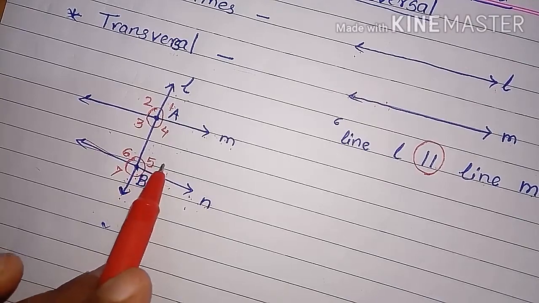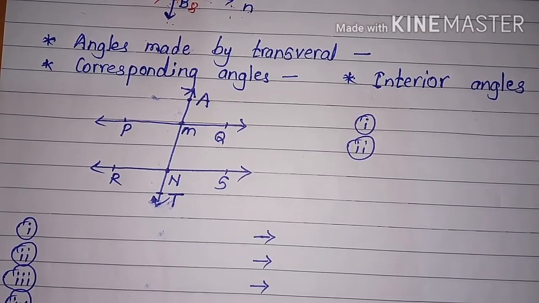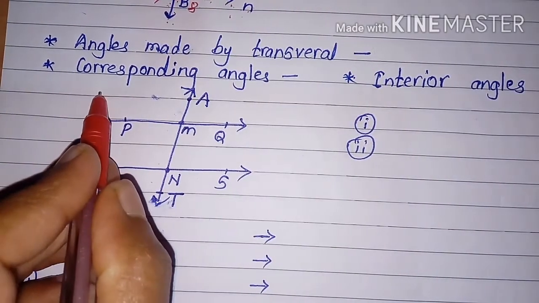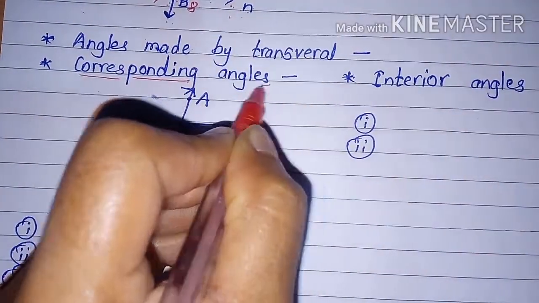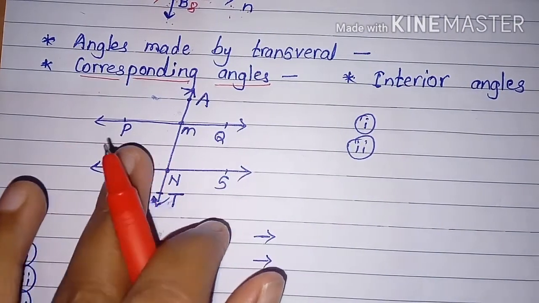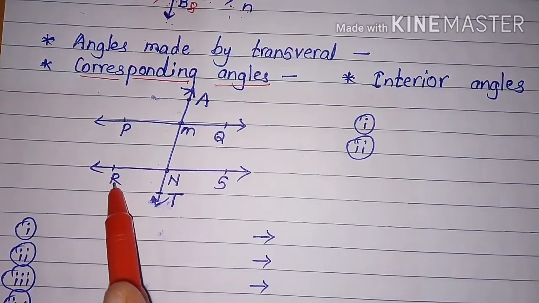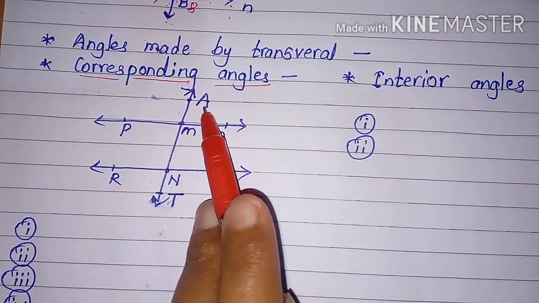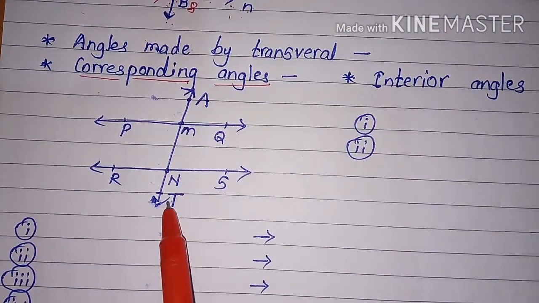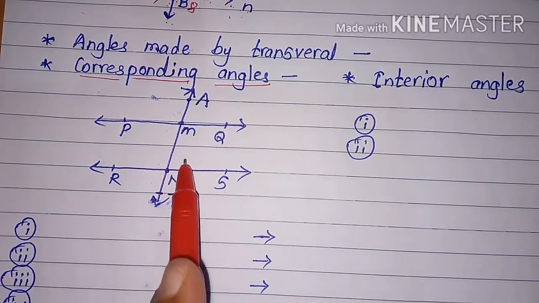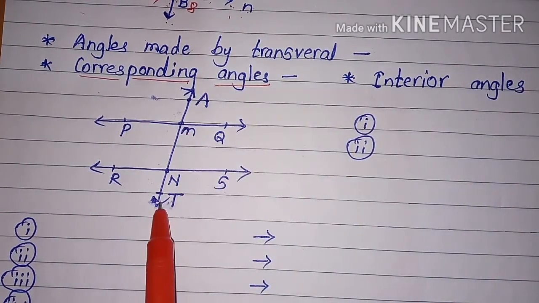Now let's study the pairs. Let's see the angles made by a transversal. First of all, there is a type called corresponding angles. See, this one is the transversal. Here line PQ and line RS are intersected by line AT. Line AT is the transversal. Because of this, there are 1, 2, 3, 4, 5, 6, 7 and 8, 8 angles made by the two lines and the transversal.